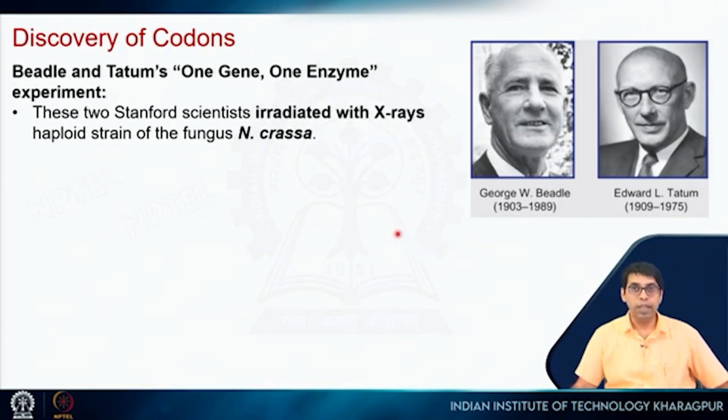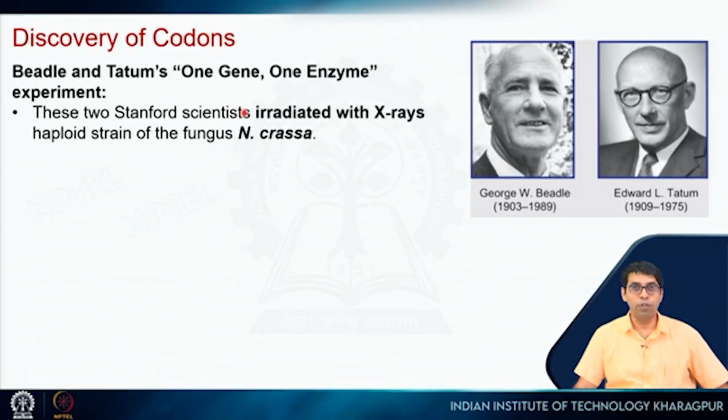So before that, some more important discoveries were made. One of them is the one gene, one enzyme experiment. So one gene codes for only one enzyme, and that was shown by Beadle and Tatum. So this is famously called the one gene, one enzyme experiment.